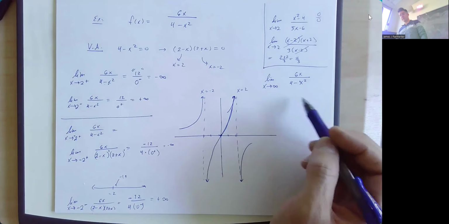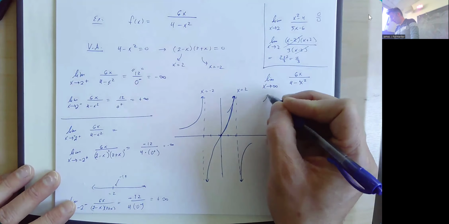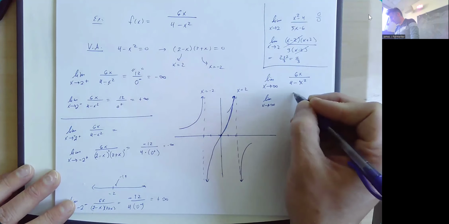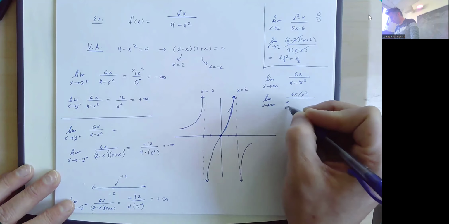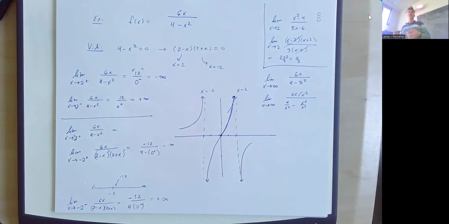So to deal with this limit, I would personally choose to divide every term by x squared. So 6x divided by x squared, 4 divided by x squared, minus x squared divided by x squared. In essence, what you're really doing is multiplying the top and bottom by the same thing. You're multiplying the top and bottom by 1 over x squared. And then we're going to simplify.